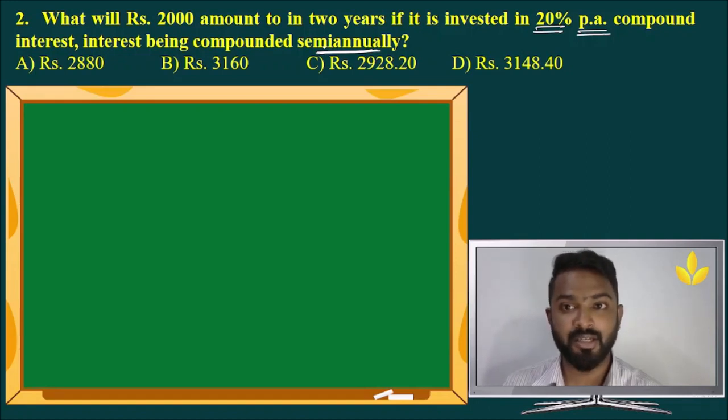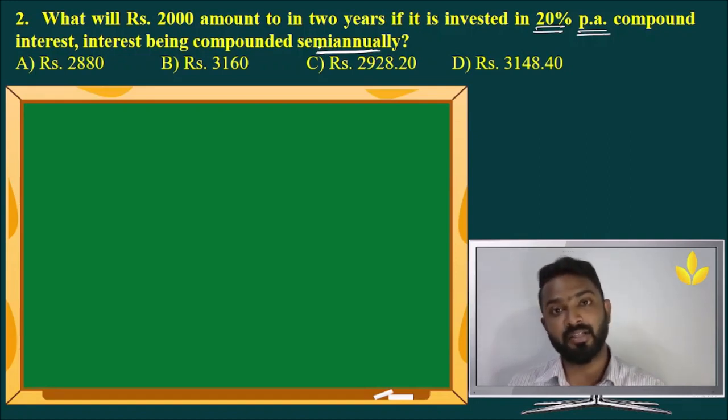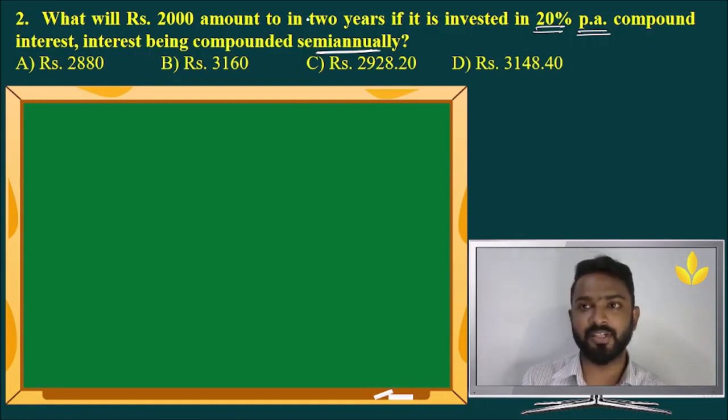So how much? It will increase 20% for a year, but it will increase 10% every 6 months. Half the time, half the rate. That's it. So after 2 years, how much will it become? Let's do this. We have 2000.